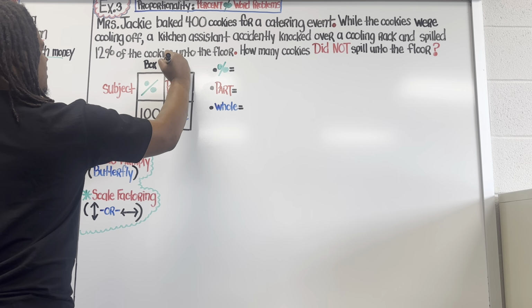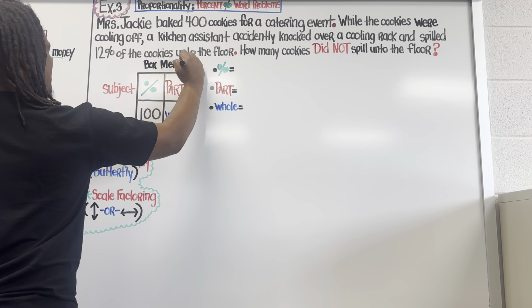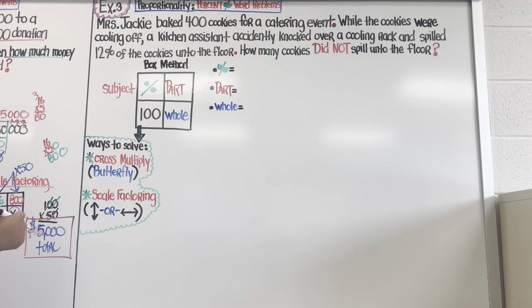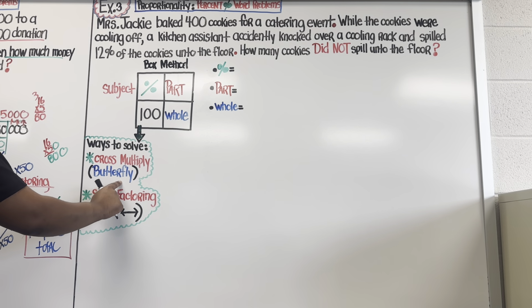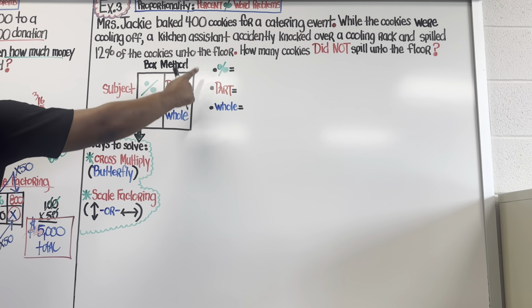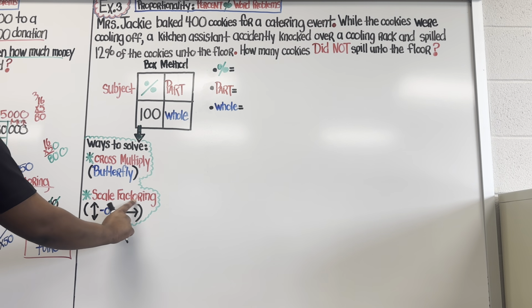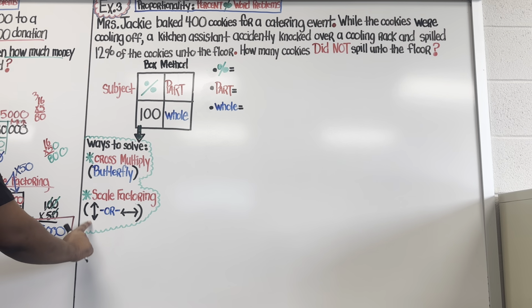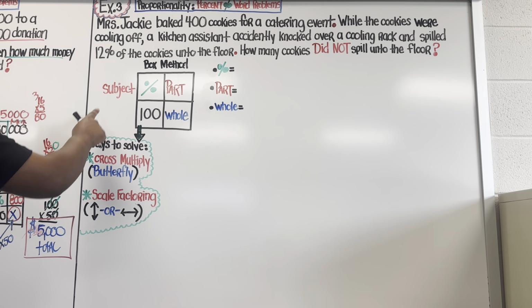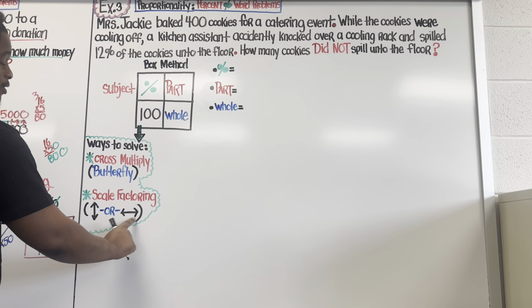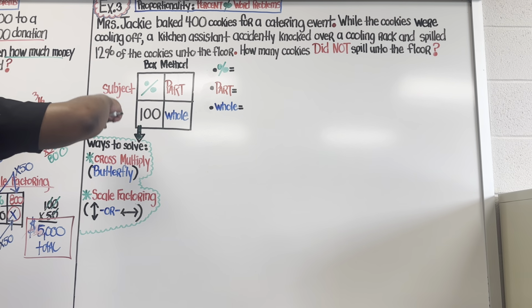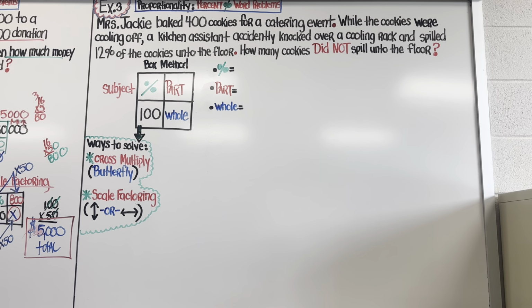which is this method that I have written on the board right here, okay? Well, we will solve by either cross multiplying or doing the butterfly, okay? Or we can solve by scale factoring. We can either scale factor vertically, right? Because some of these numbers are multiples of each other, or we can scale factor going horizontal, left to right, or up and down, or down and up, or whatever, right?